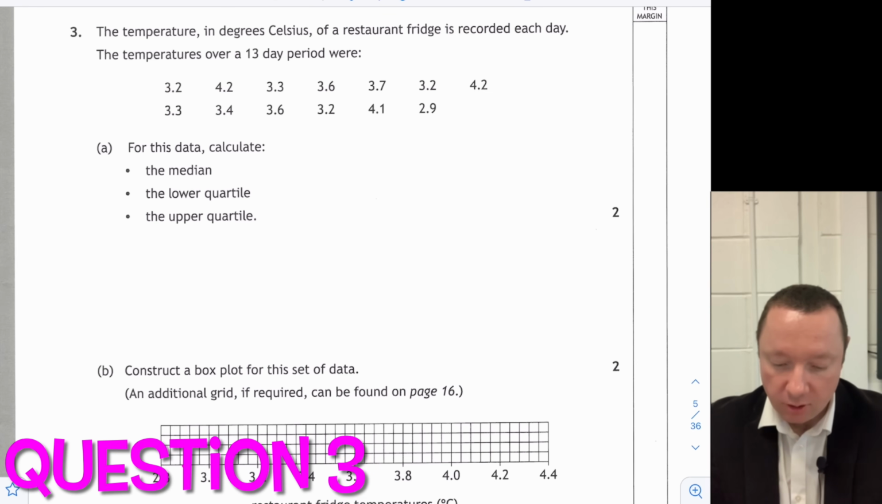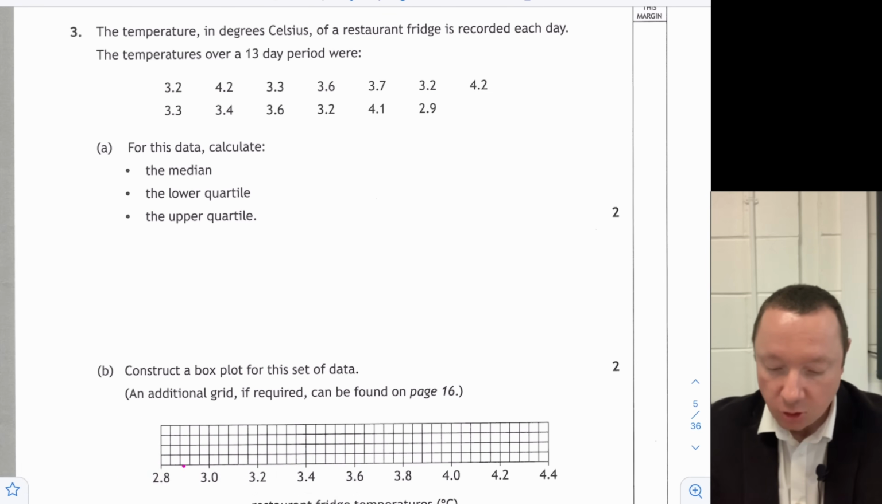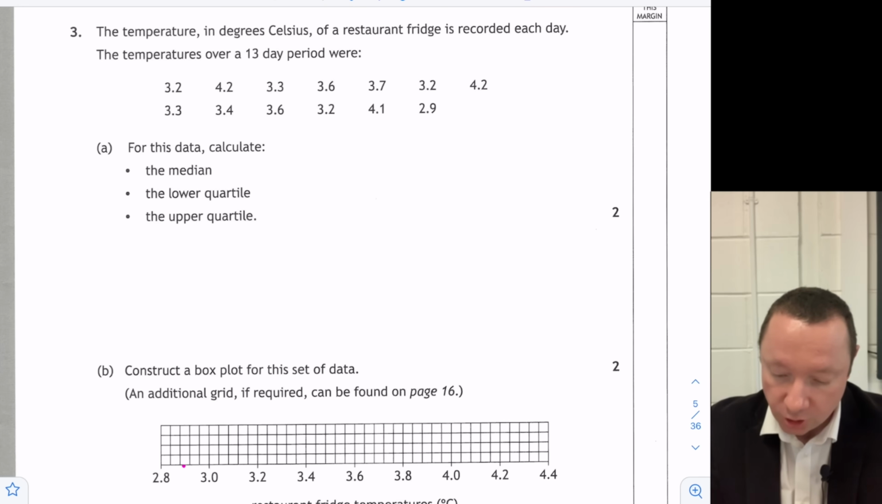Question 3. The temperature in degrees Celsius of a restaurant fridge is recorded each day, and the temperatures over a 13-day period were these. For the data, calculate the median and the lower and upper quartiles. So we might as well put the data in order first.